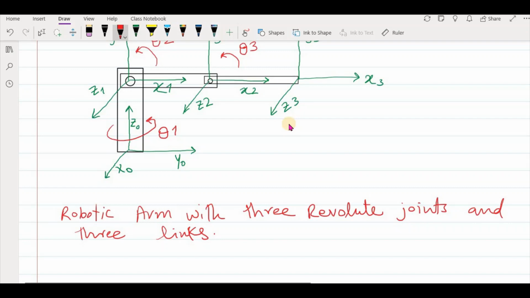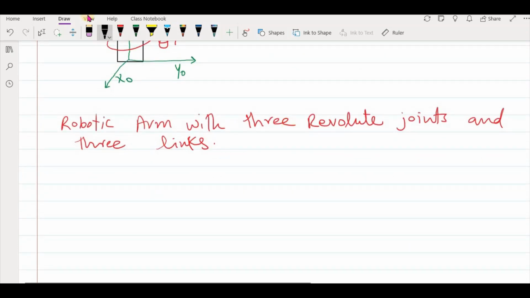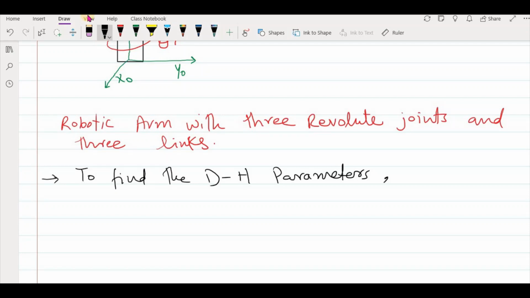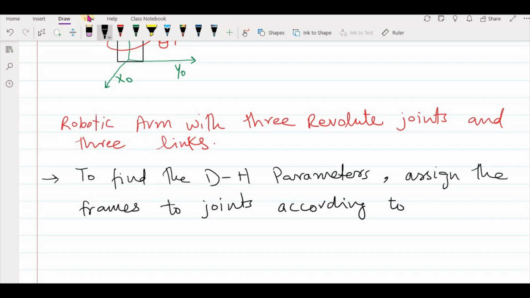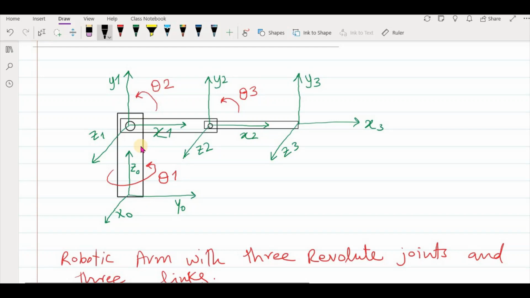So according to the first step, to find the DH parameters, assign the frames to joints according to DH notation. So that's what we did here. So these black color lines represent the actual robotic arm, and then according to the DH convention, we assigned these frames, which is frame 0, which is a reference frame, and then frame 1, frame 2, frame 3.